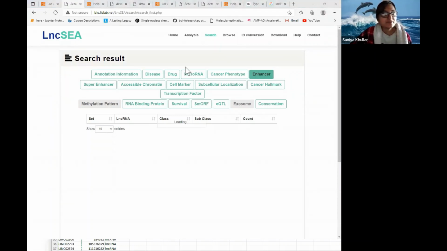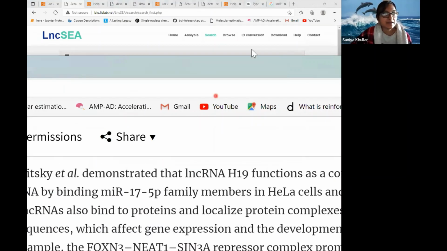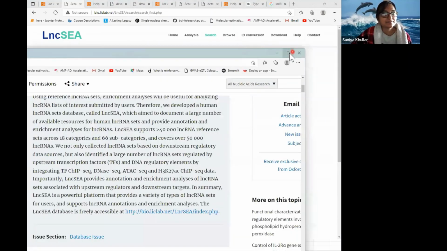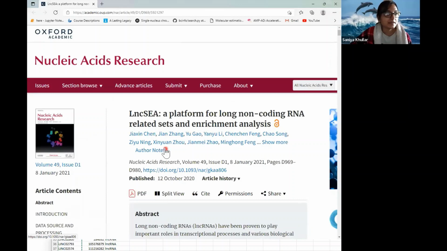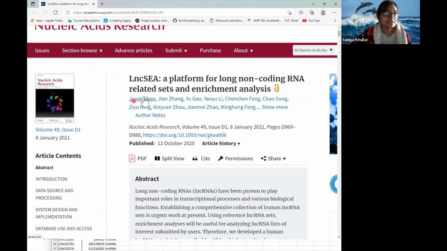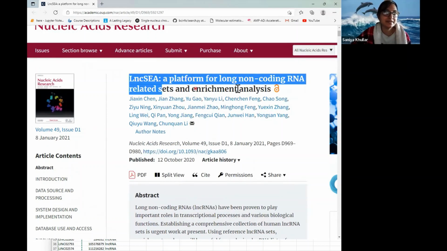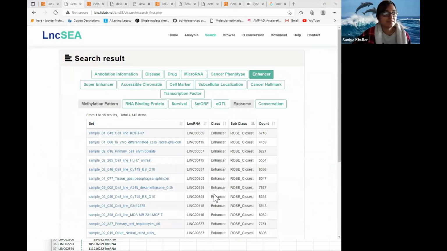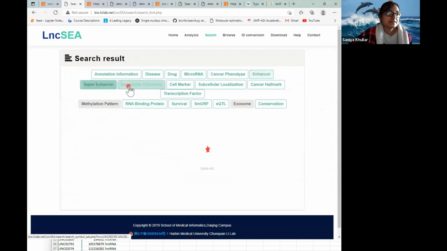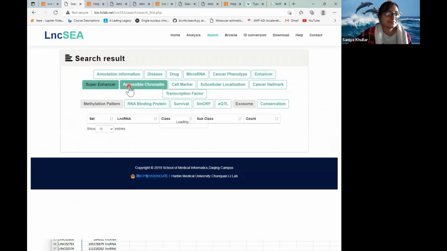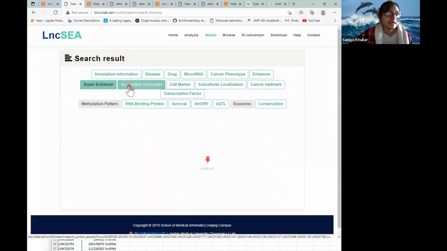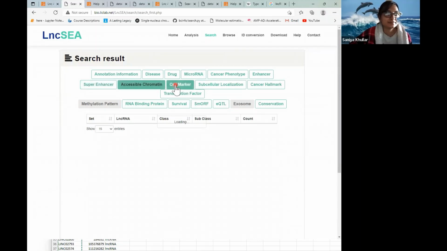So yeah, this was a really cool tool that just came out by Dr. Jaishin Chen and all of these doctors here in Nucleic Acids Research. It just came out, and it's on lncSeq. It's talking about this really cool tool that they have developed. Enhancers, the super enhancers, accessible chromatin.